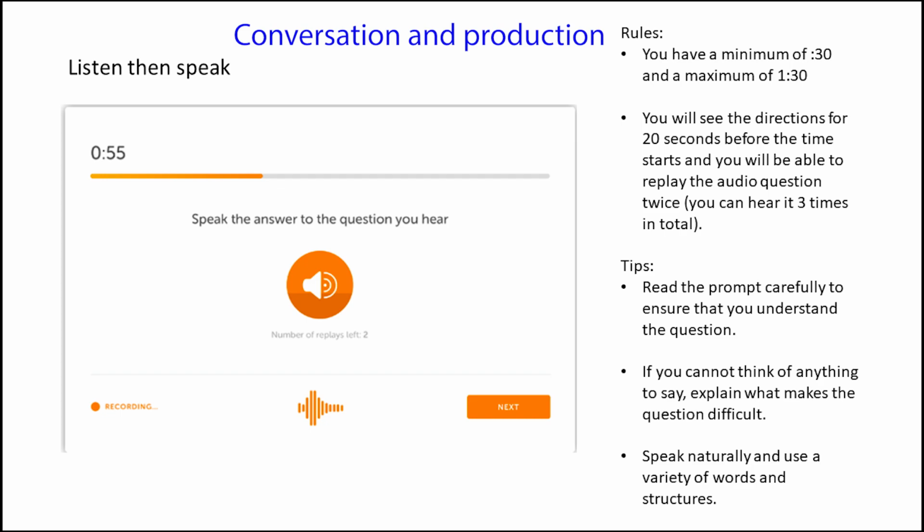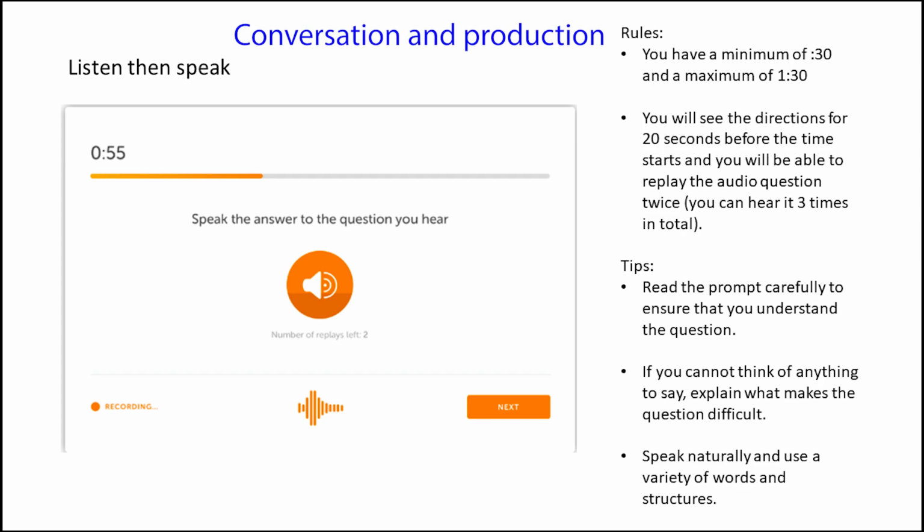Now, this one is difficult because you have to understand what is being said to you. So if you cannot think of anything to say, if you cannot understand the question, they advise you to talk about what makes the question difficult. I want to say that I've gotten a lot of people tell me that their test was thrown out because they didn't answer what the question was asking, because they didn't understand a word.